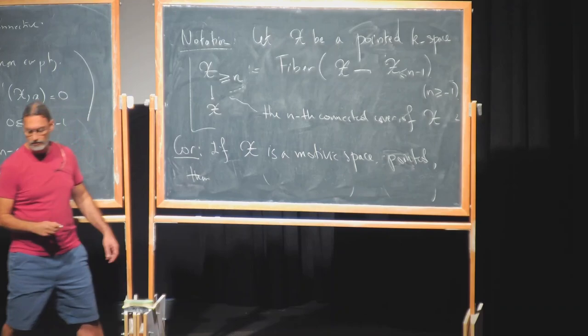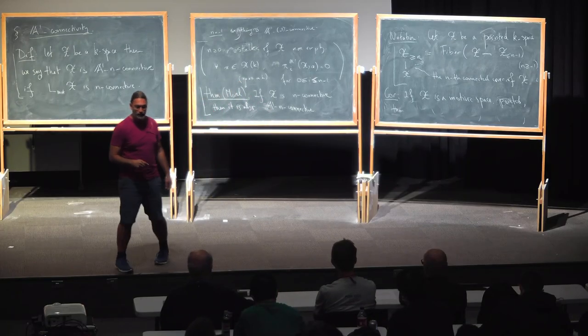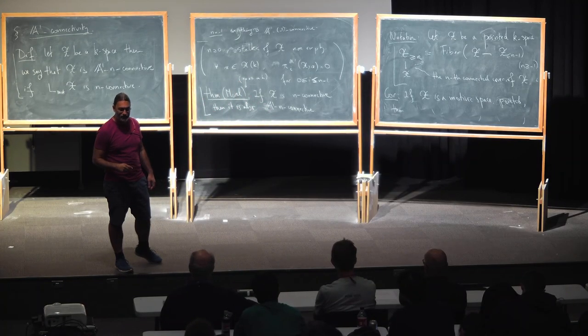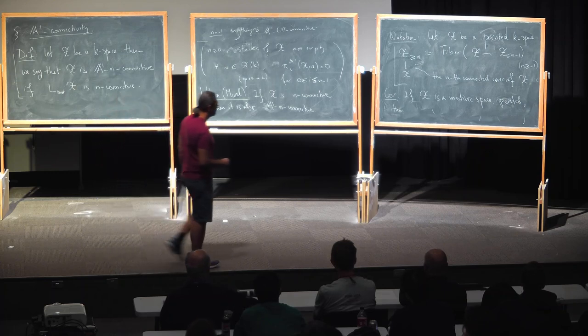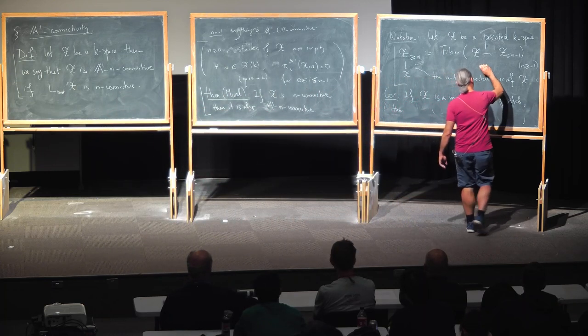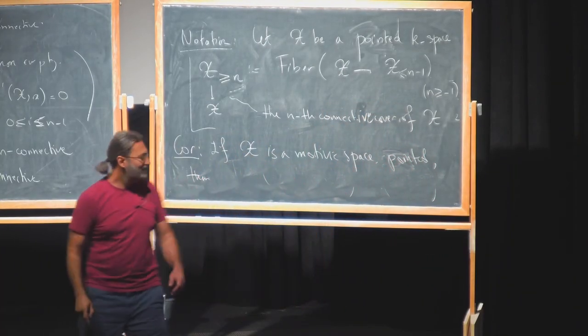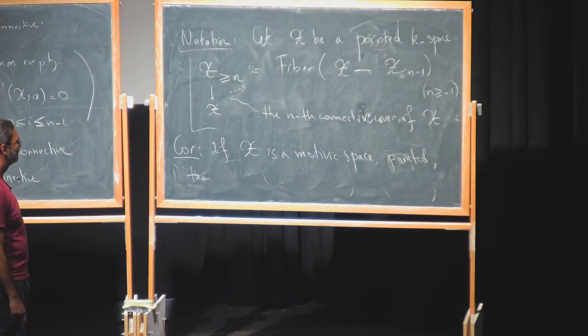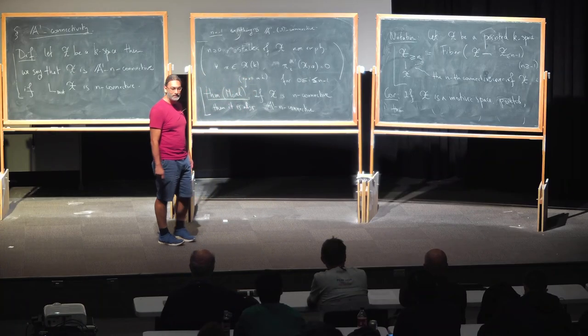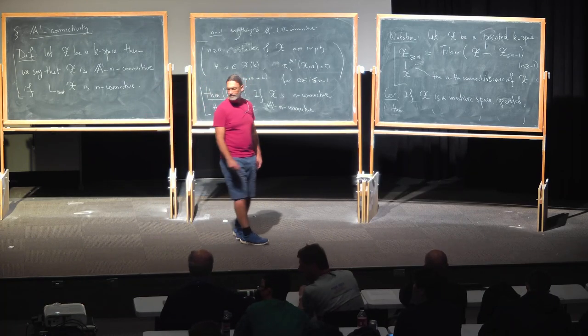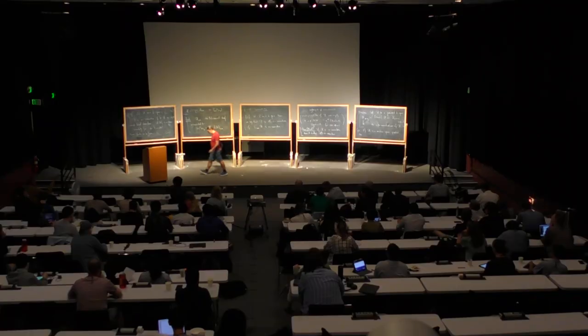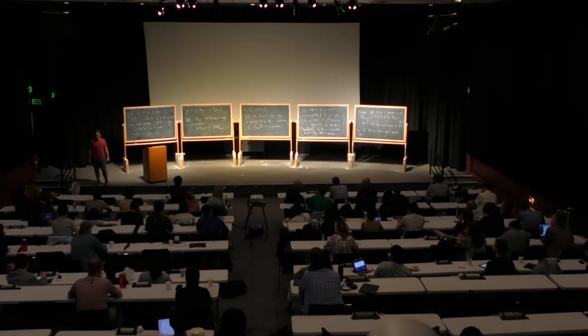Sorry, it's a stupid comment, but there's this battle between connected and connective. Yes, I think you mean connective. I will always use connective, even if I wrote connected on the blackboard. For n equal 2? Yes, it's simply connected. Yes, because I have a point, so then I can speak about the fiber of the map. It's just the homotopy fiber, of course. It's always the homotopy fiber.